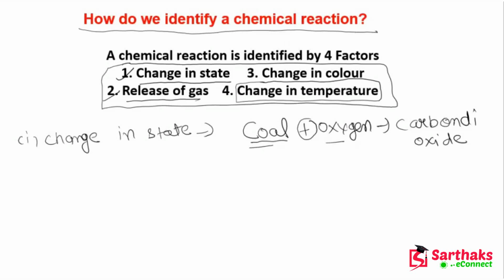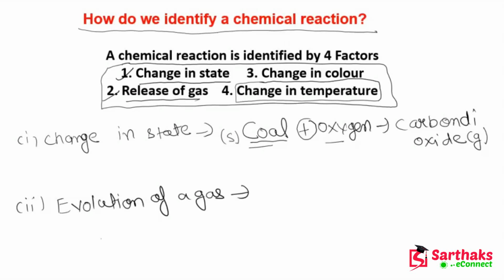So you can see the state of coal is solid. But now the state of carbon dioxide is gas. So what you are able to see here is that solid is changed into gas. So state is changed. So this is the first factor which we have seen here. Now let's talk about the evolution or release of a gas. Let me write it here. Evolution of a gas.